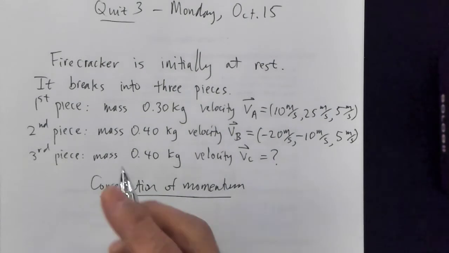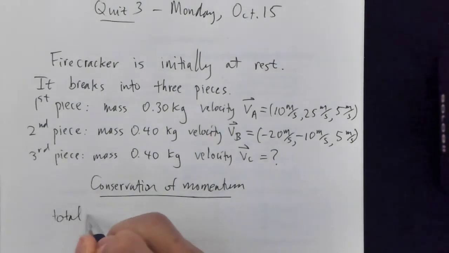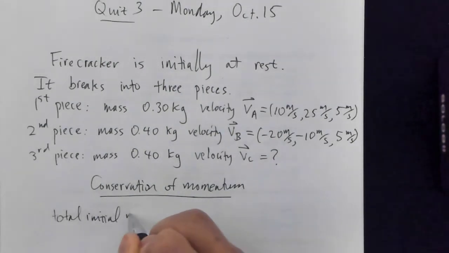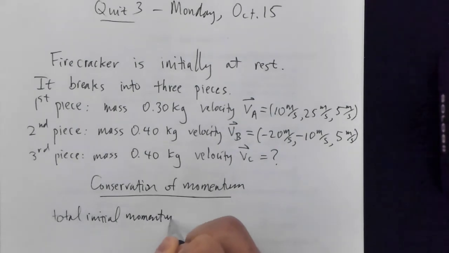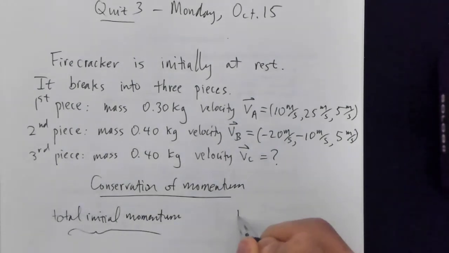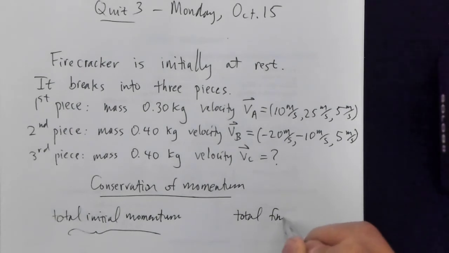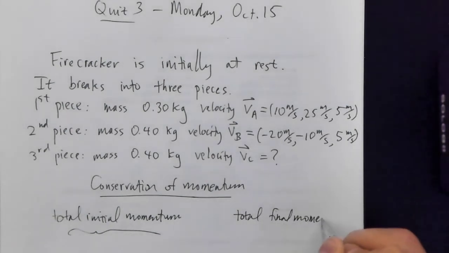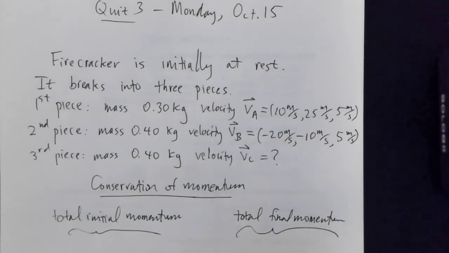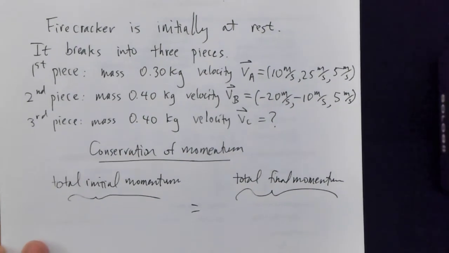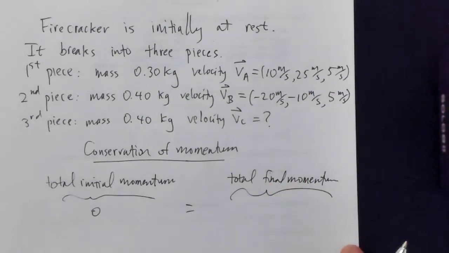Okay? So conservation of momentum, so we start off with the total initial momentum, and that must equal the total final momentum. And so what is the total initial momentum? 0, because it's at rest, momentum is mass times velocity. It's at rest, so 0. And now we're going to find the momentum of each of these pieces and then add them together. The VC we obviously do not know, though.